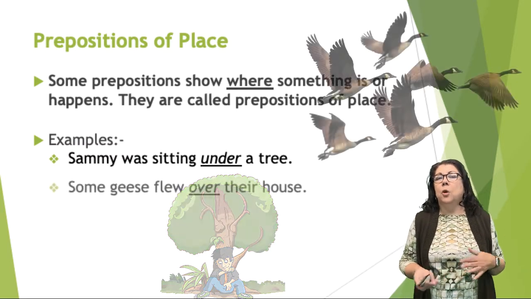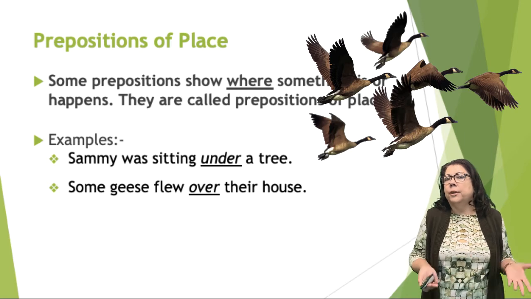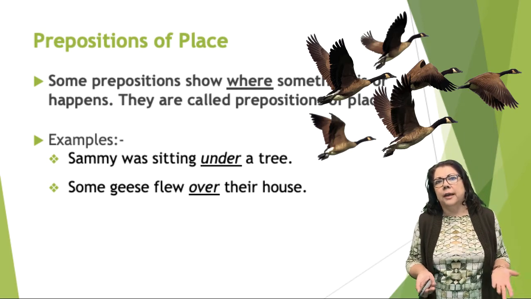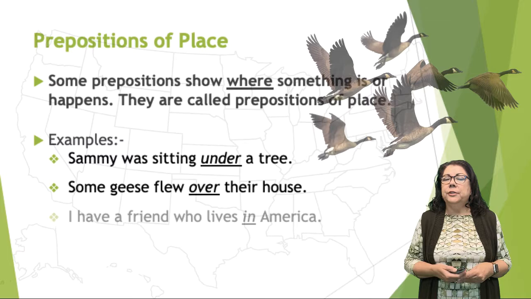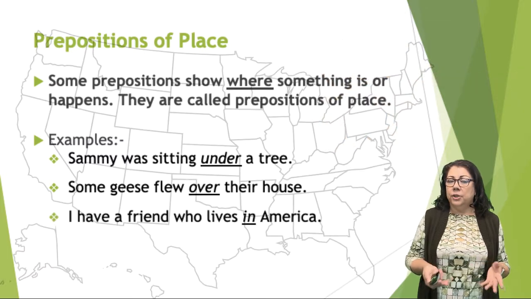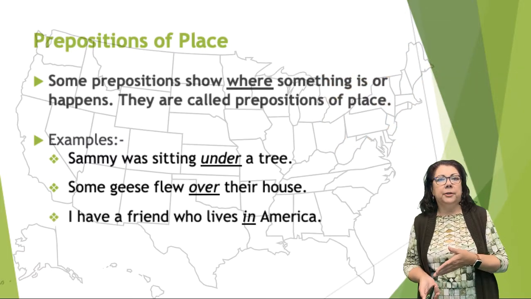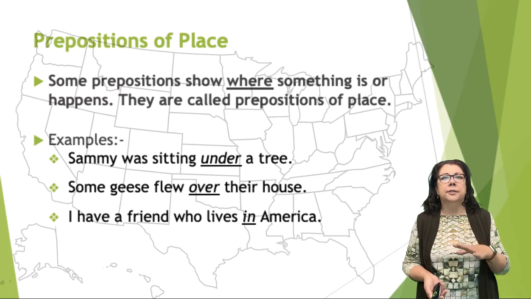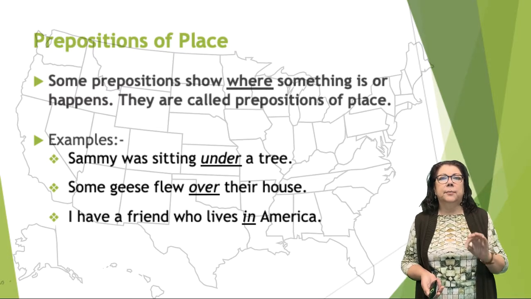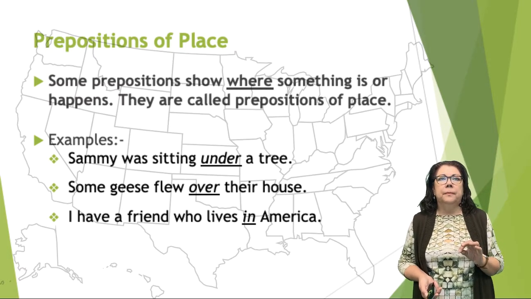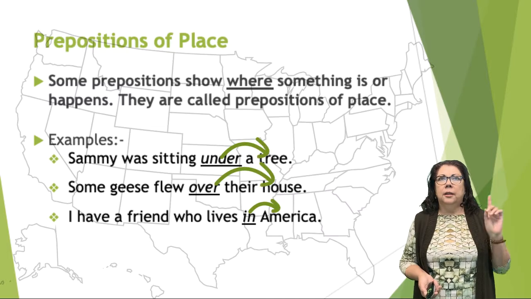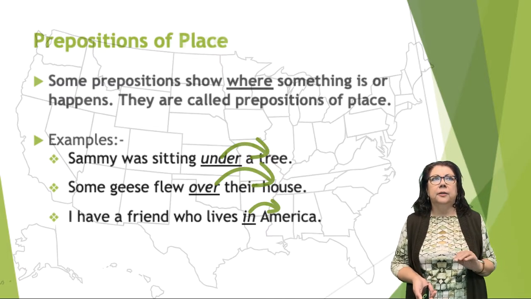Some geese flew over the house, right? Where did they fly? Over the house. I have a friend who lives in America. Where does she live? In America. So these are all telling us where something is, okay? And they're coming before that noun that they're modifying there, okay?